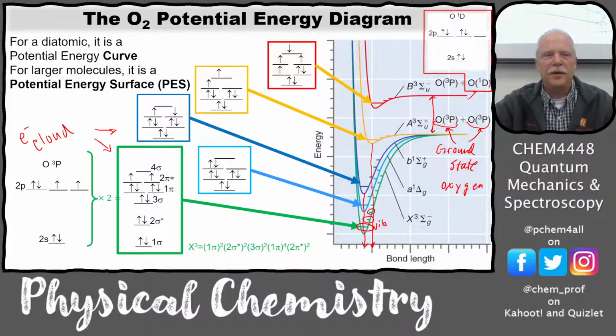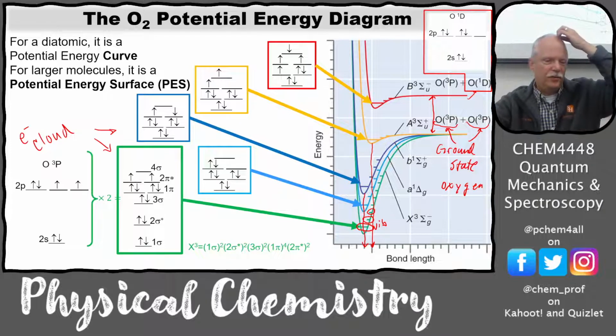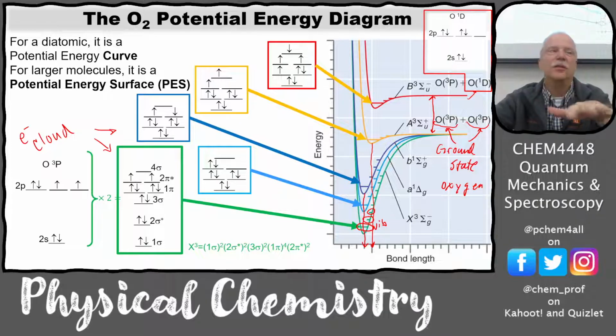So for a diatomic, this is a potential energy curve. For larger molecules, it's a potential energy surface, but a lot of times we'll still call this a potential energy surface diagram, even though it's just a single line curve. Okay.